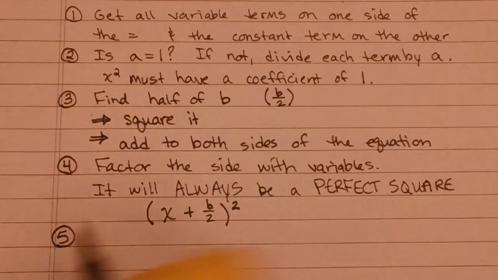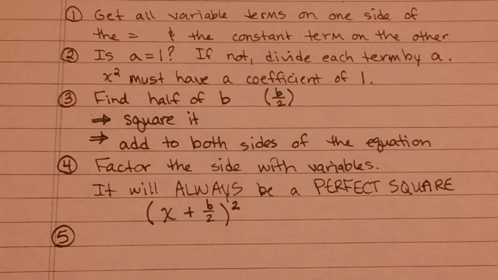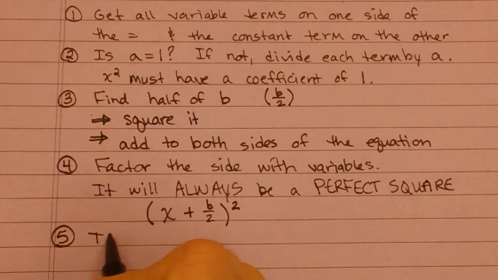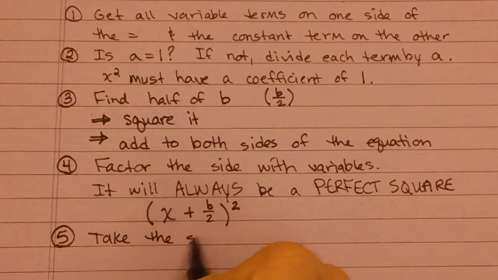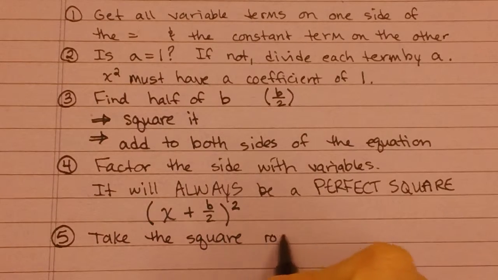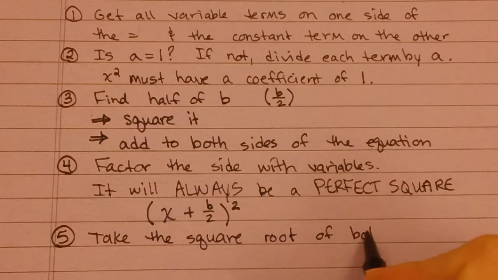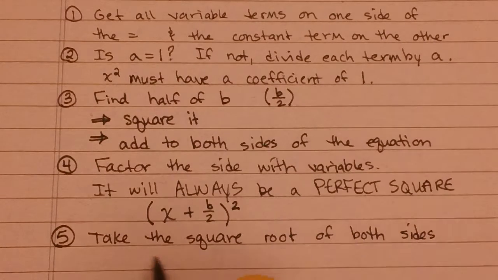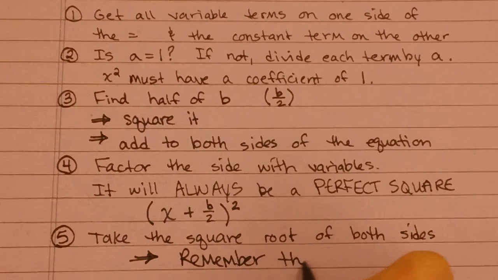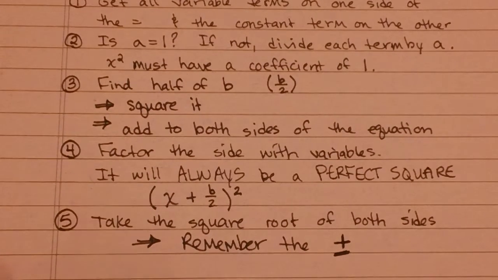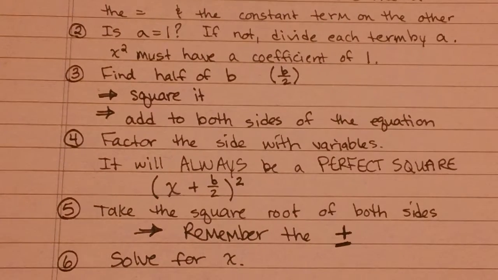And at that point we have the same setup that we had when we used the square root method. So we're going to take the square root of both sides. And we always want to remember the plus or minus. Since we are introducing the square root to the problem, we have to include plus or minus. Remember the plus minus, and then solve for x. Sounds simple, right? Let's try a couple of examples.